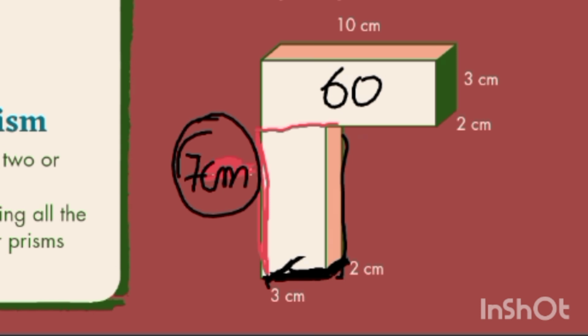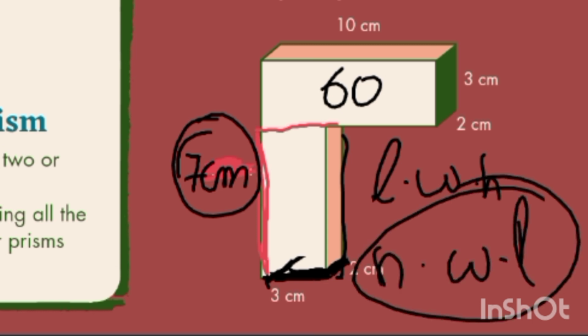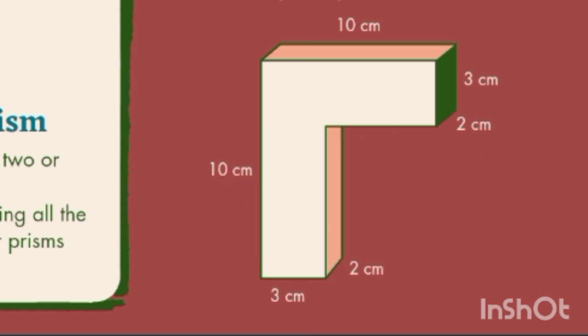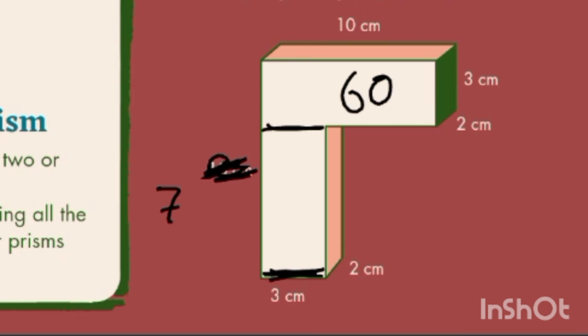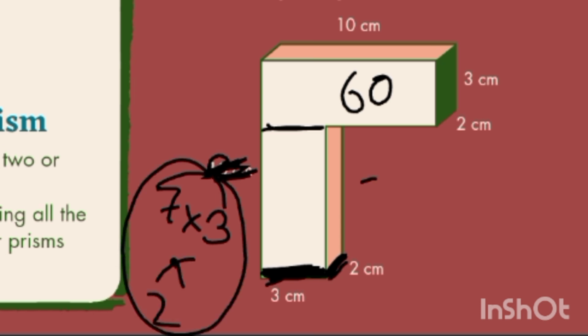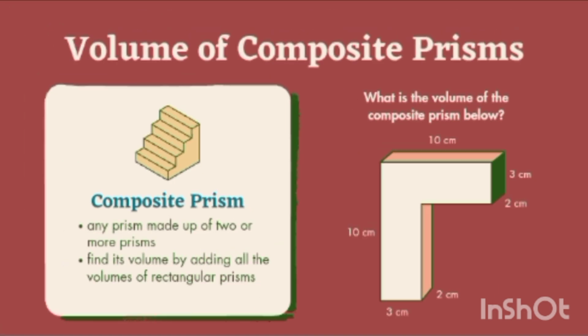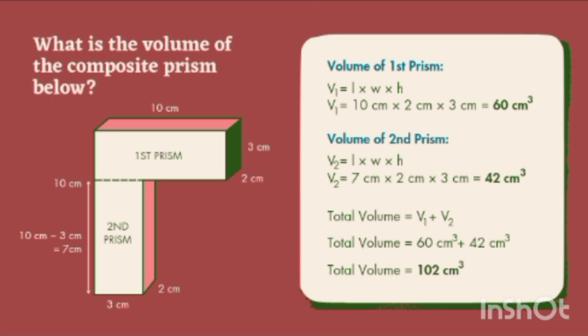Suppose this is length into breadth into height, so if you write it as height into breadth into length, it doesn't matter, the answer would be the same. You can arrange it as you like. So this is 7, this is our height, or you can consider it as length also. This is 3, and this side is 2. When we multiply 7 into 3 into 2, we will get 42.